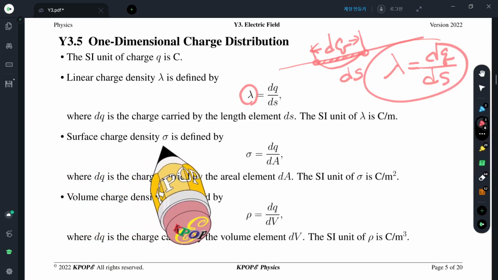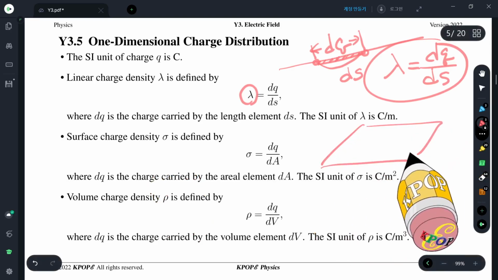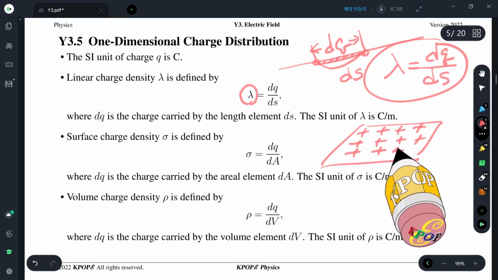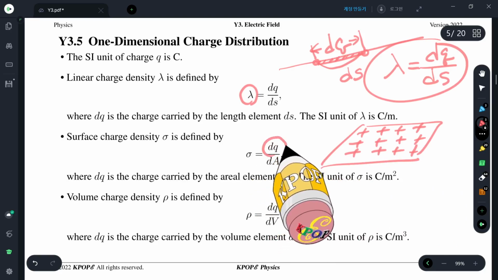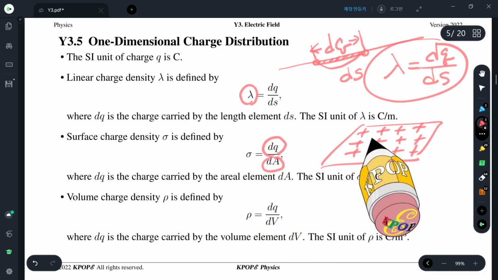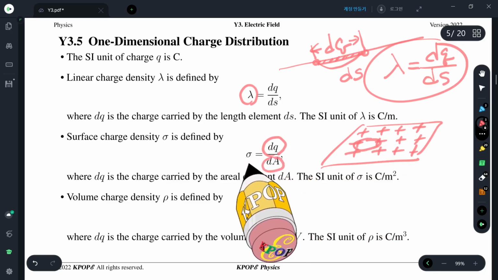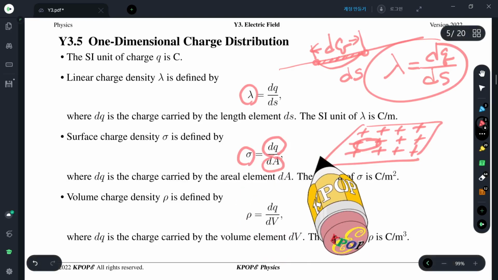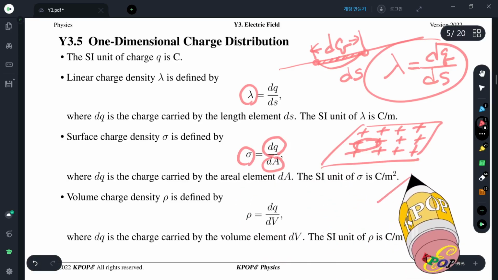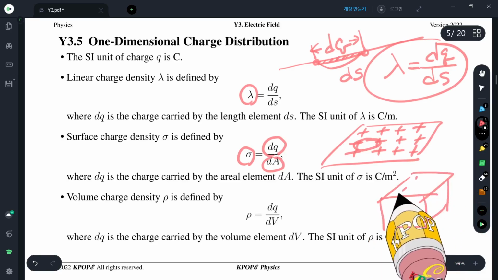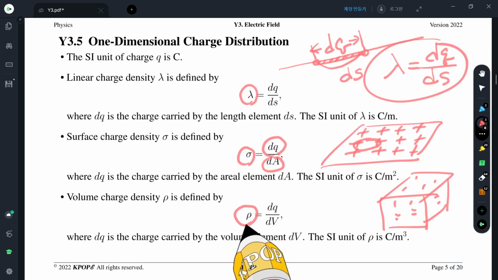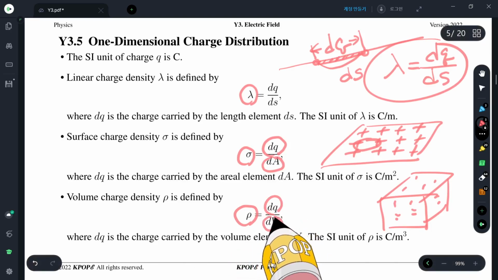Surface charge density. If we consider a plate that is charged with electric charge in a uniform way, then the ratio of the charge divided by the area of a small patch should be a constant. We denote this by sigma. What happens if you have a distribution of charge over a volume? Then we use a special notation, rho, that is the charge divided by the volume.